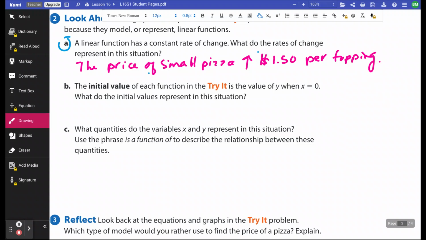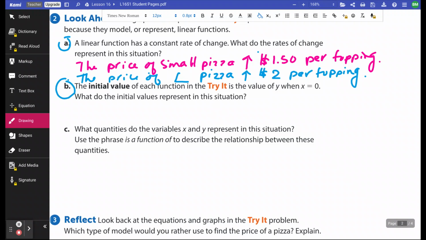All right, and we can say the same thing, only using different numbers for the large pizza. So the price of the large pizza goes up by $2 every time I add a topping, or per topping. So that's how we interpret those slopes.